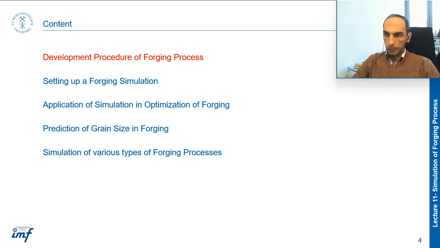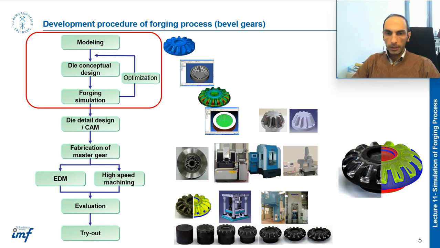So, okay, this is the slide we had last week, and today we focus on this part, especially on the modeling and preparing the simulation of forging process. Of course, the complete chain is like this, the complete flowchart is like this, but we do not talk about the manufacturing part. Last week I explained a little bit about that.